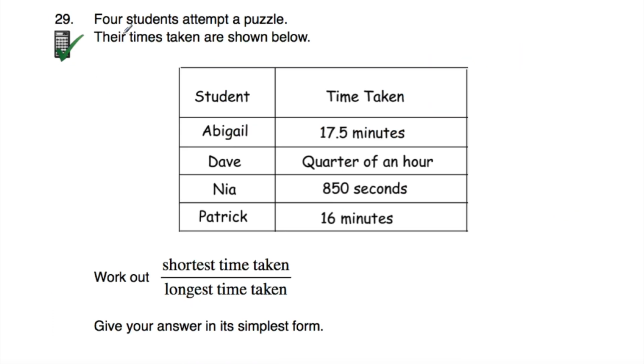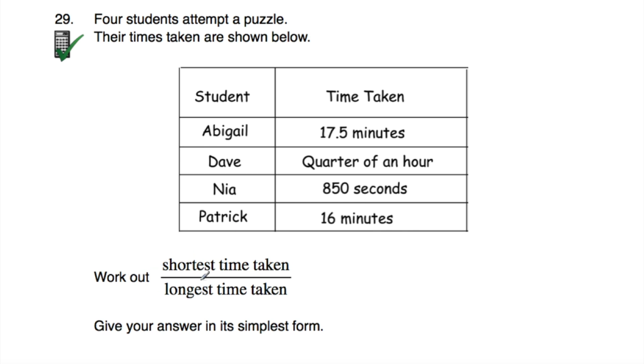Okay, let's look at our next question, question number 29. So we're told that 4 students attempt a puzzle, and the times are shown below. So we've got Abigail, it took her 17.5 minutes. Dave, it took him a quarter of an hour. Nia, it took her 850 seconds. And Patrick, it took him 16 minutes.